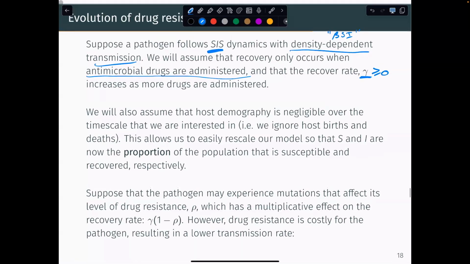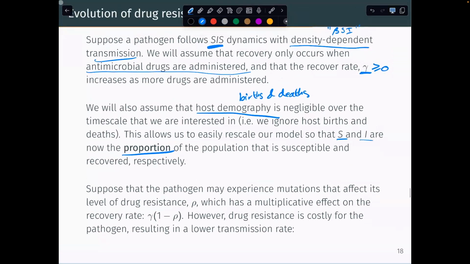We're also going to assume that host demography, in other words births and deaths, is negligible over the time scale that we're interested in. This would be like assuming that pathogens evolve very fast, or the epidemic dynamics settle down very quickly, and your hosts are very long-lived. This is nice because it allows us to rescale our model. So S and I are now the proportion of the population that's susceptible and infected respectively. This is what you were asking earlier, right? We can rescale our model because we've got a constant population size, with no demography and no turnover of births and deaths. We can simplify our model greatly.